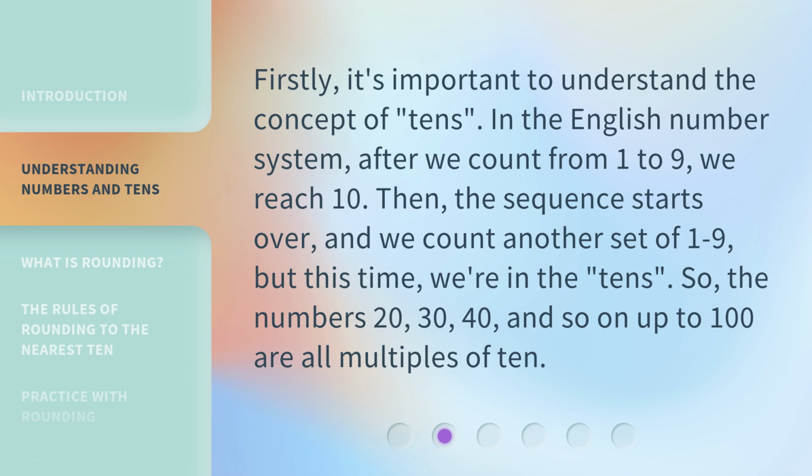Firstly, it's important to understand the concept of tens. In the English number system, after we count from 1 to 9, we reach 10. Then, the sequence starts over, and we count another set of 1 to 9, but this time, we're in the tens. So, the numbers 20, 30, 40, and so on up to 100 are all multiples of 10.